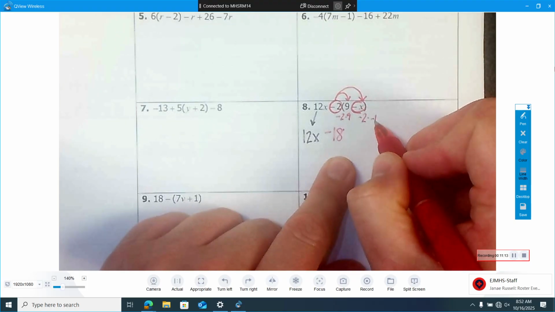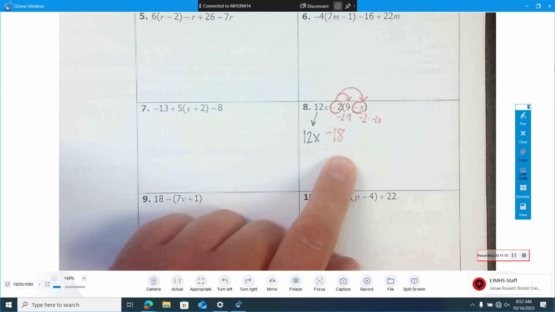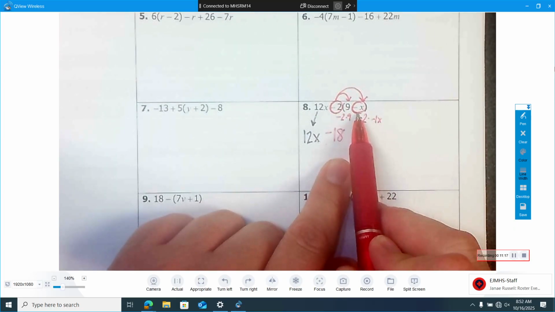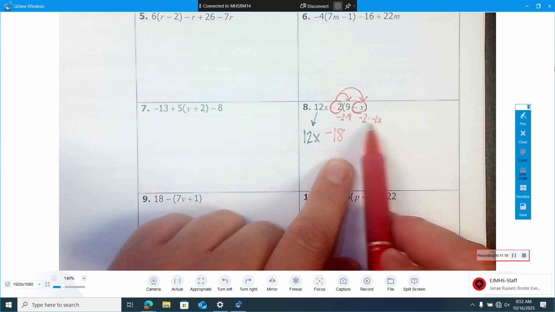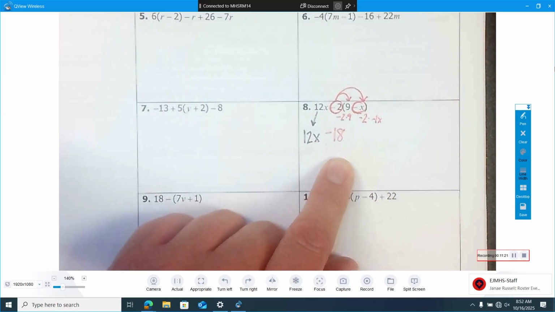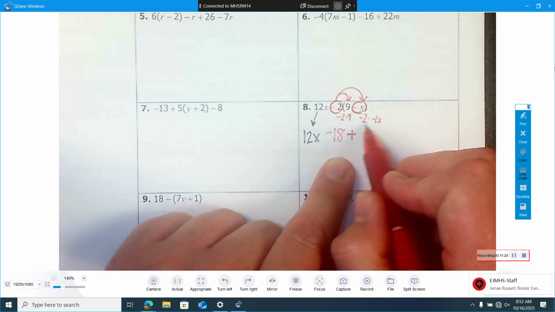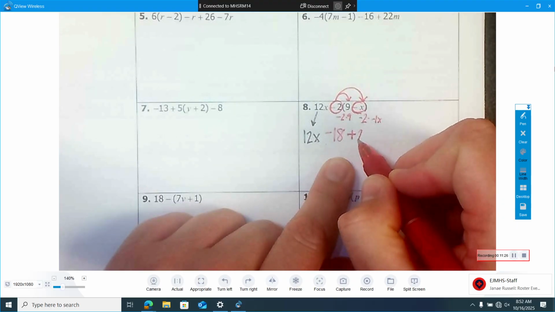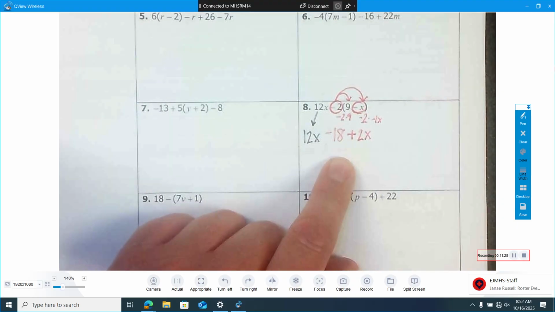And then we have, ooh, this is tricky, negative 2 times negative 1x. Again, take the sign along for the ride. Negative 2 times negative 1x. What do we get? Negative times negative? Positive. Positive 2 times 1? 2x. Positive 2x. Excellent.